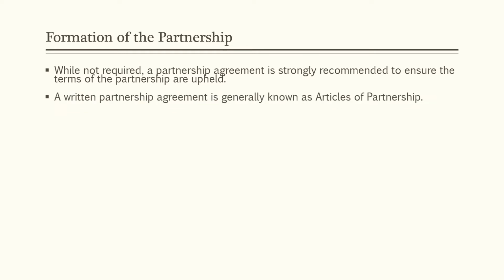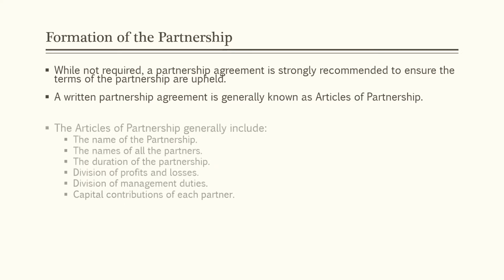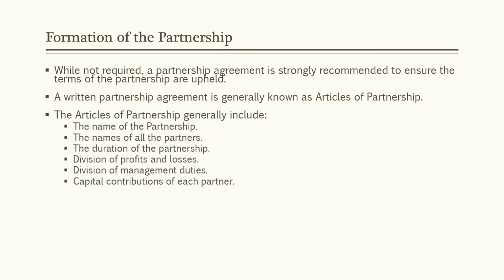A written partnership agreement is generally known as the Articles of Partnership. The Articles of Partnership generally include the name of the partnership, the names of all the partners, the duration of the partnership, the divisions of profits and losses, division of management duties, and the capital contributions of each partner.